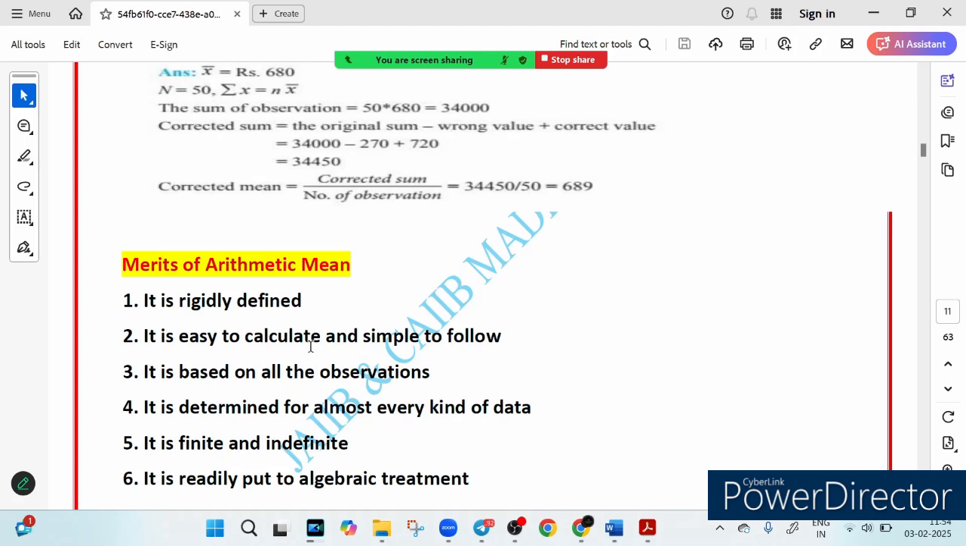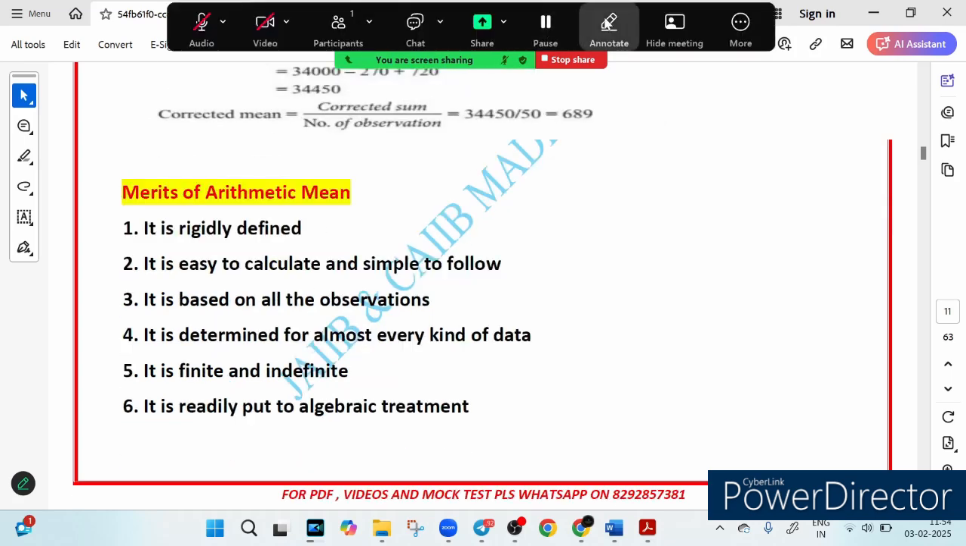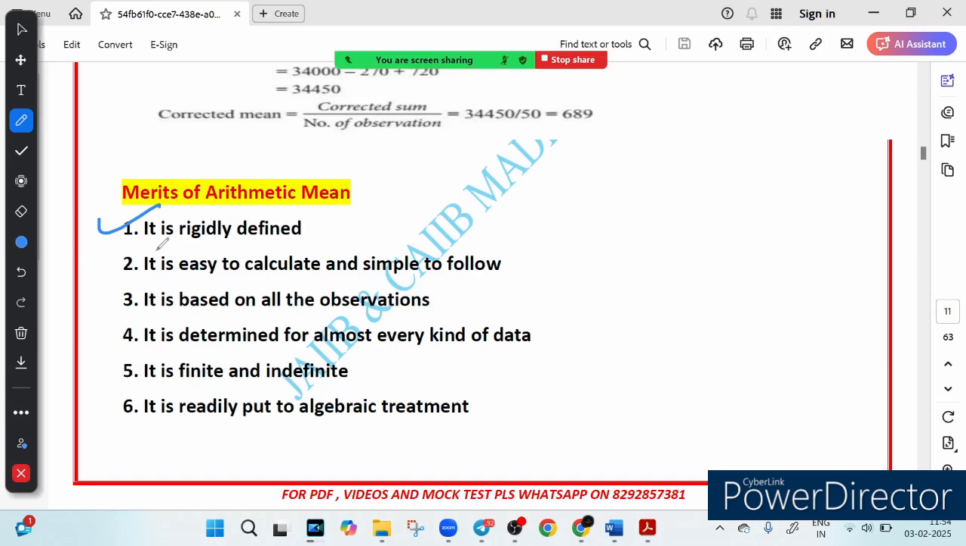Now let's discuss the merits of arithmetic mean. The merits of arithmetic mean are that it is rigidly defined, it is easy to calculate and simple to follow, it is based on all the observations, it is determined for almost every kind of data, it is finite and definite, it is readily put to algebraic treatment. These are the merits of arithmetic mean.